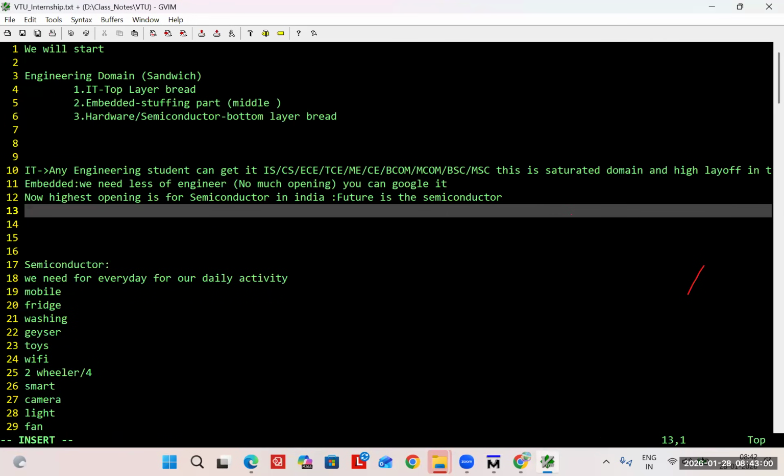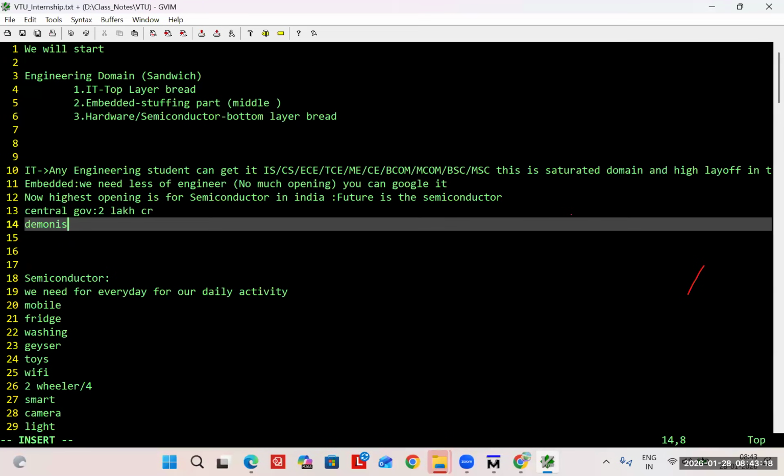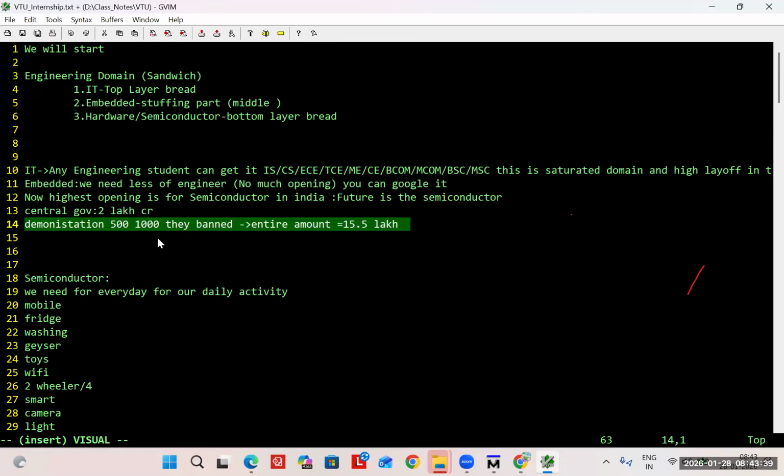I'll tell you, only the central government I'm talking about. They have funded 2 lakh crore. I think you may get an imagination of what 2 lakh crore means. When demonetization happened, the 500 and 1,000 rupee notes were banned, and that entire amount all over India was about 15.5 lakh crore. And in semiconductor, the central government itself has given a 2 lakh crore investment.